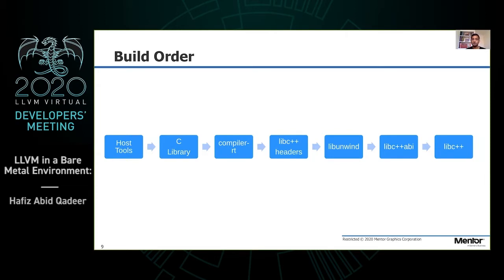For C++, we will need to build libc++ and other supporting libraries. So the order we will follow is we will build and install the libc++ headers, then libunwind and libc++ ABI, and finally we will build libc++.